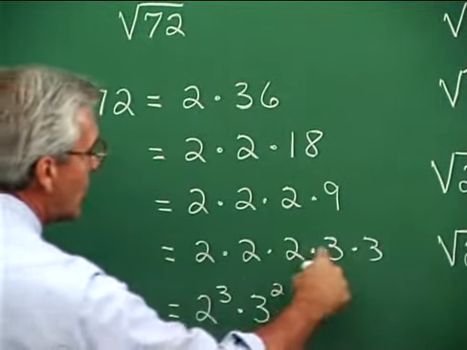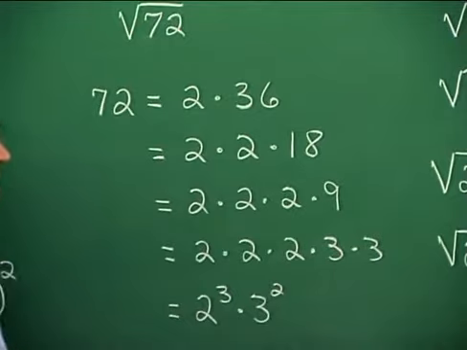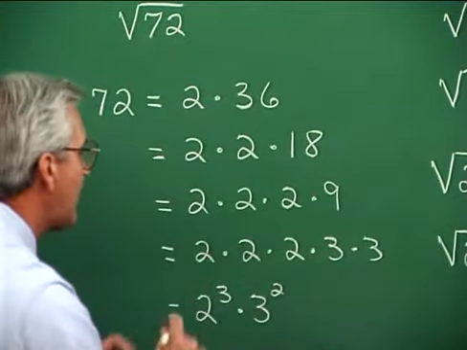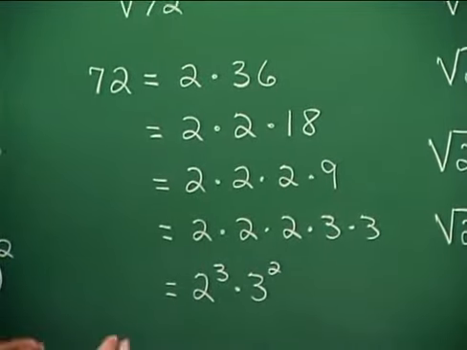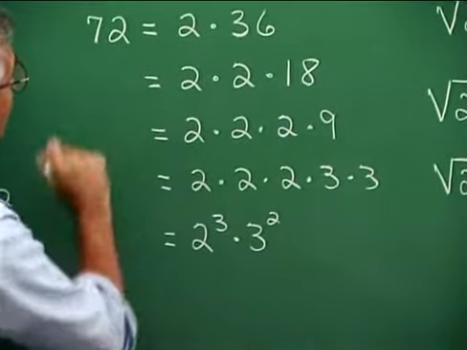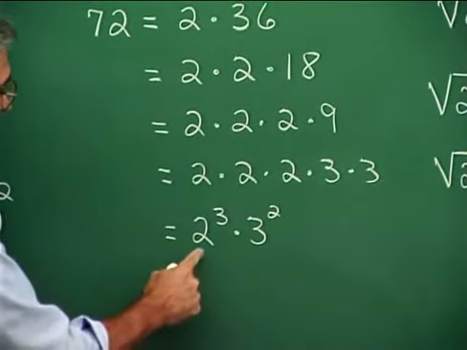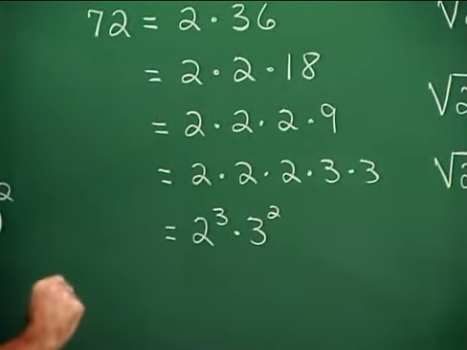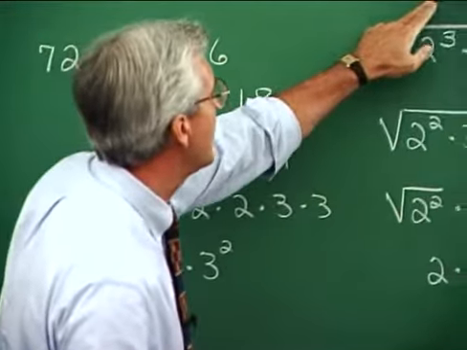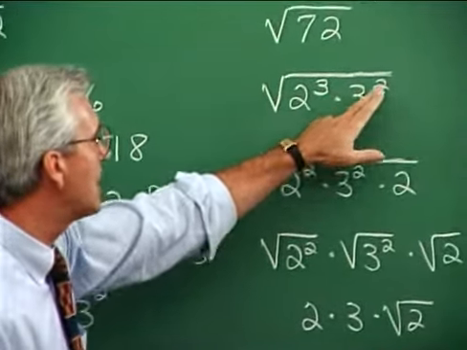Now when we have a string of prime factors, this is a prime factorization, and we can consolidate matters by using exponents. So for the square root of 72, we could have the square root of 2 cubed times 3 squared. Let's look at it like that. So the square root of 72 is the square root of 2 cubed times 3 squared.